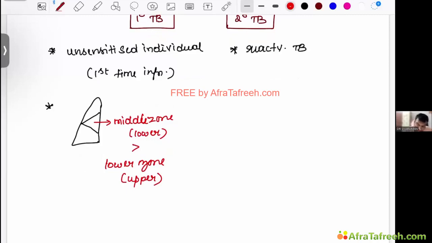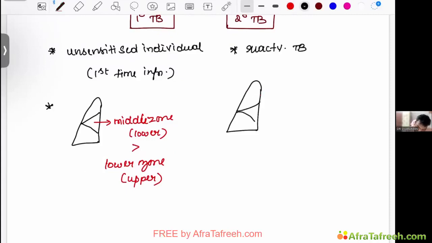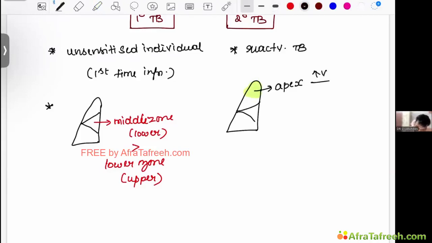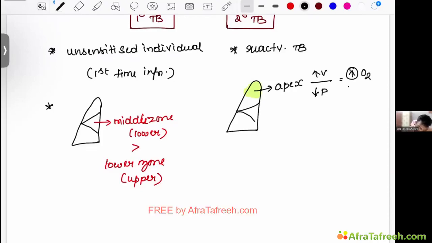Whereas secondary tuberculosis, we all know, involves the apex. Why the apex? In the apex there is more ventilation and, because of gravity, decreased perfusion. This increases the oxygen tension in this area. Whenever oxygen tension increases, the patient has high chances of bacilli survival. That is very, very important.